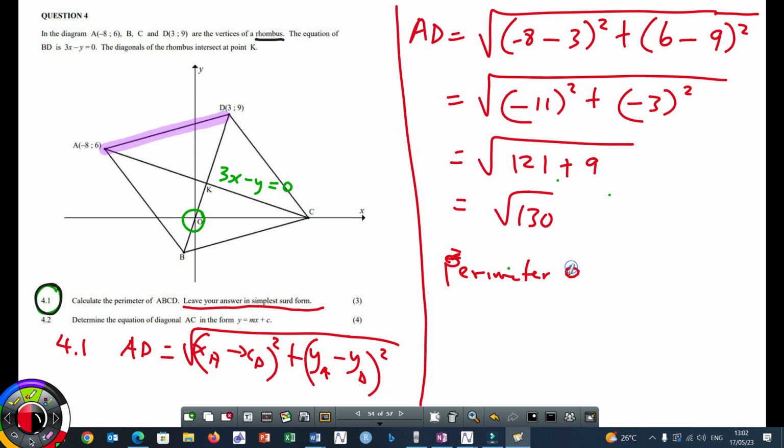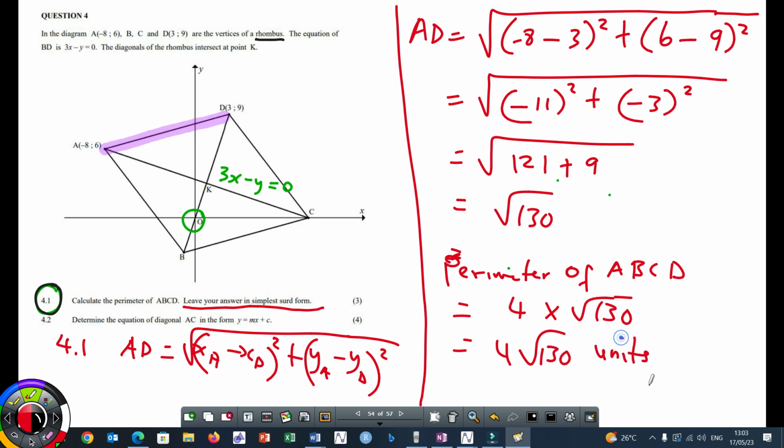So the perimeter of ABCD is going to be equal to 4 times the square root of 130. And this will give us 4 root 130 units. You just stop there. You can be penalized for not following an instruction. Because you need to follow this instruction. Follow that instruction.